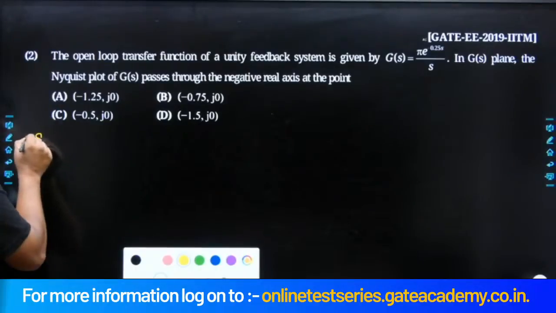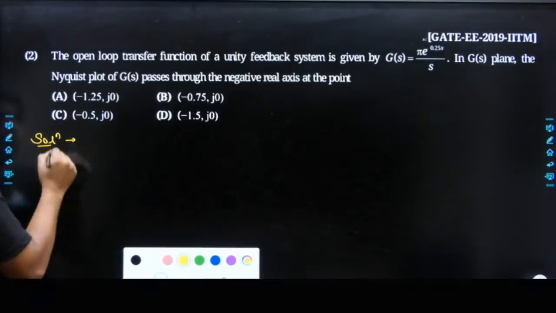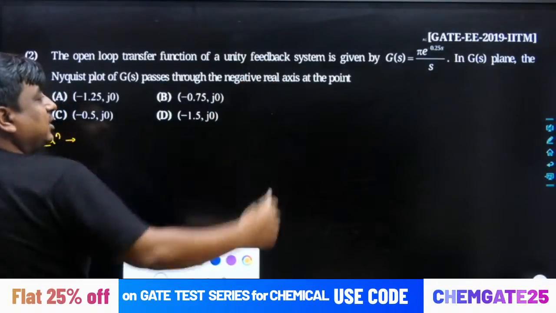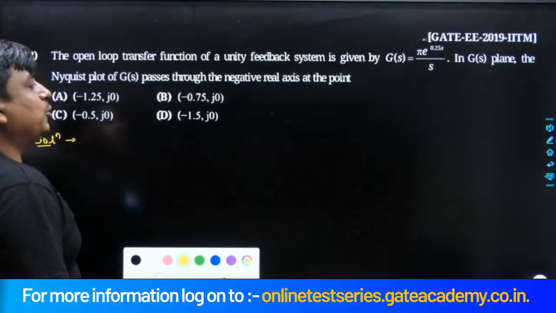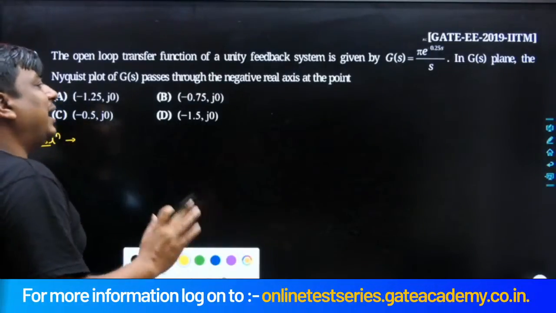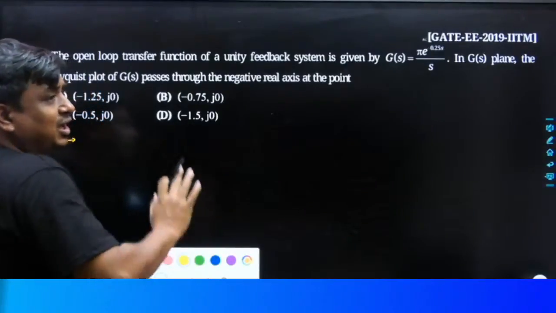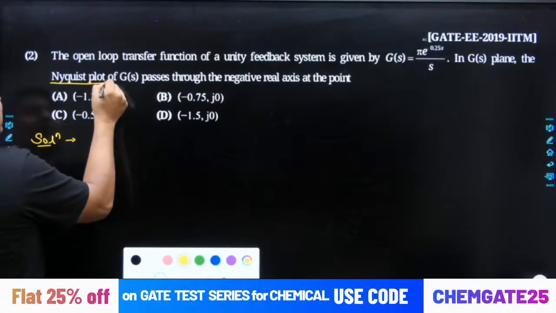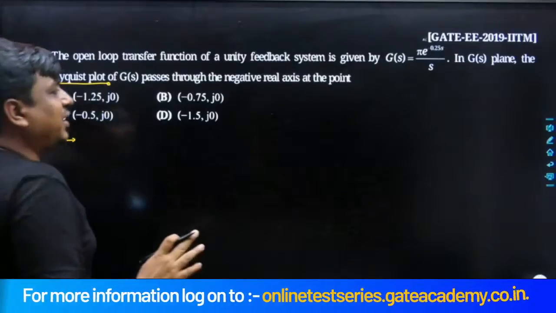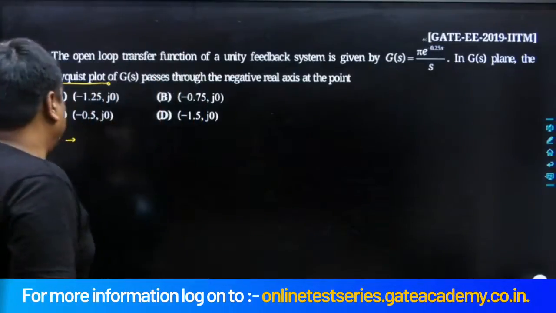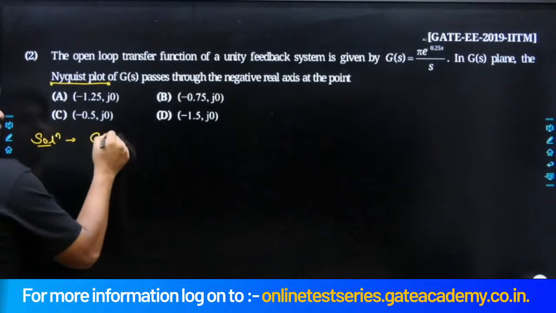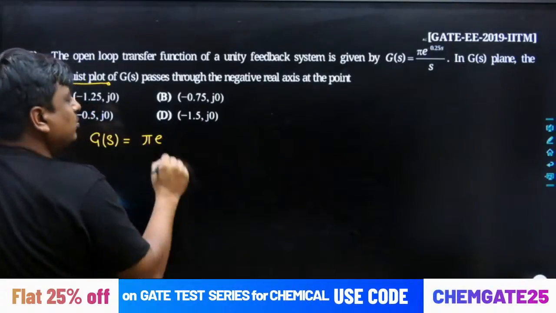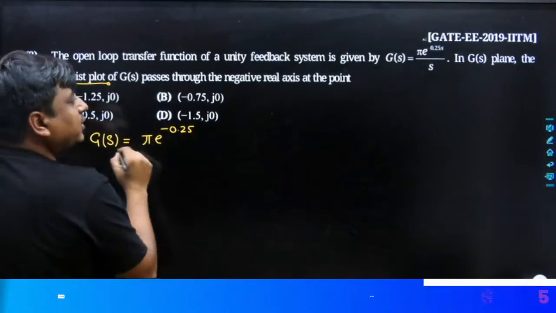So let me start with the solution. As far as the open loop transfer function given in this system is concerned, G(s) equals pi e to the power of minus 0.25s divided by s, and they are talking about the intersection point over the negative real axis. One thing is quite sure: as you are talking about the Nyquist plot, where the study is made over the frequency domain, we are going to replace s with j omega. Although in this problem they offered the OLTF in the S domain, now it's my responsibility to change the domain of study from the S domain to the frequency domain. Let me do so.